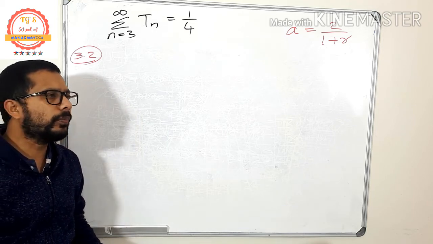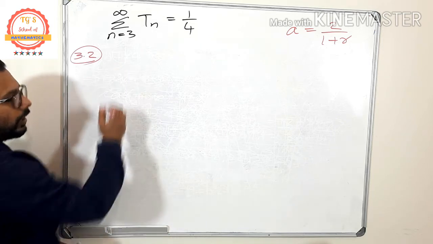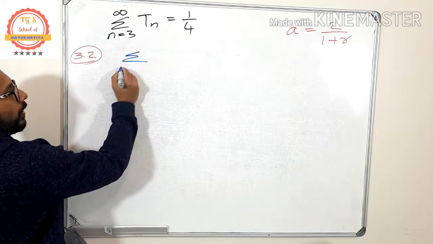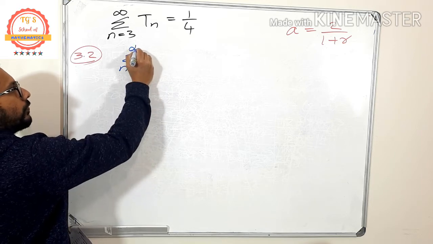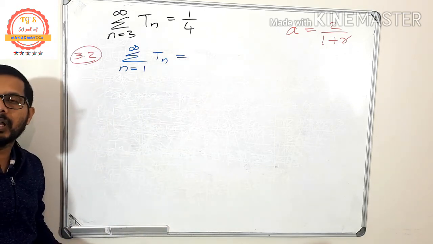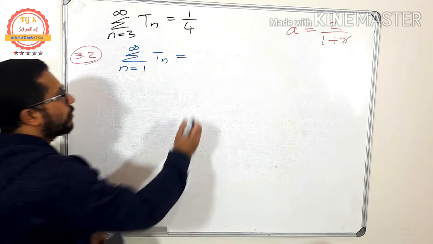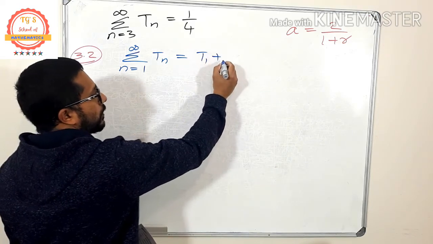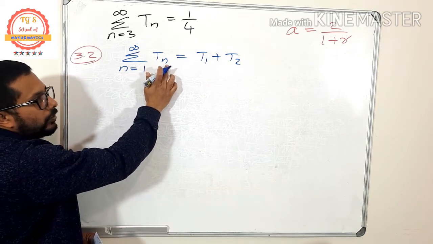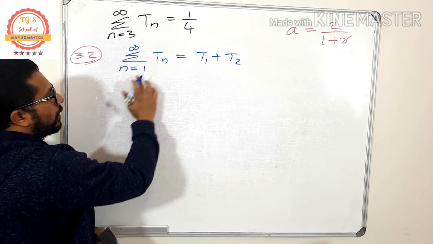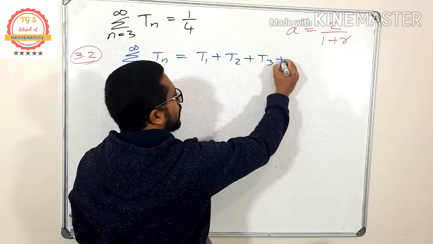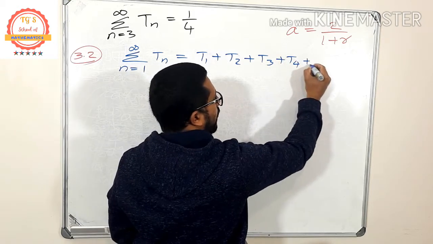Okay, so normally, how can we write sigma? If it is sigma n is equal to 1 to infinity Tn, how are we supposed to write it? We are supposed to write T1 plus T2. What is the first n? n is equal to 1. That means substitute n is equal to 1, that is T1, plus then n is equal to 2, T2, plus T3 plus T4 plus etc.